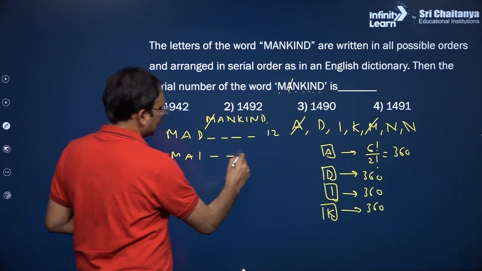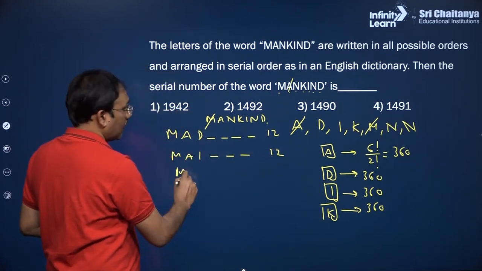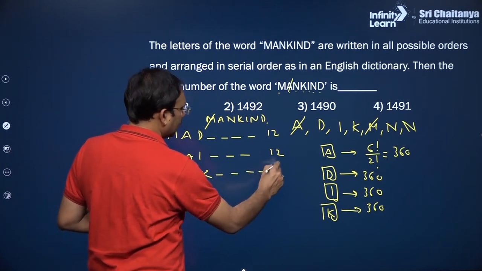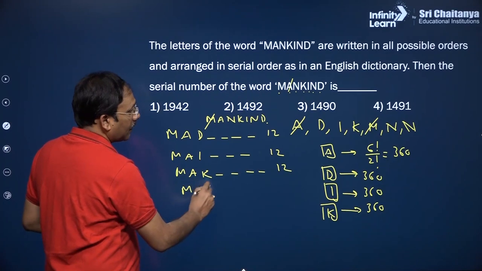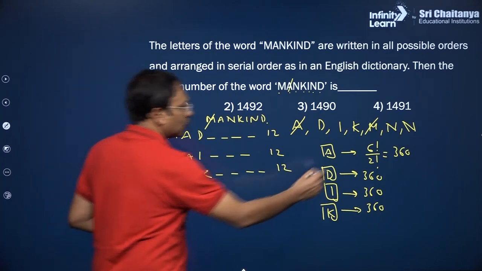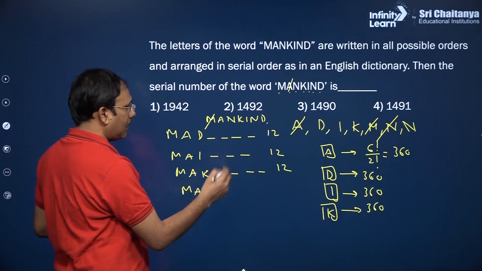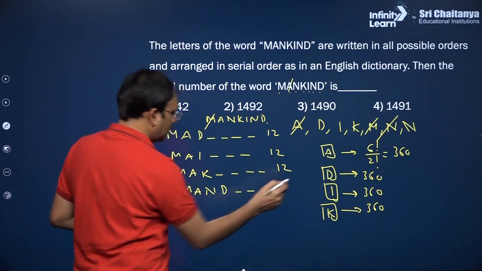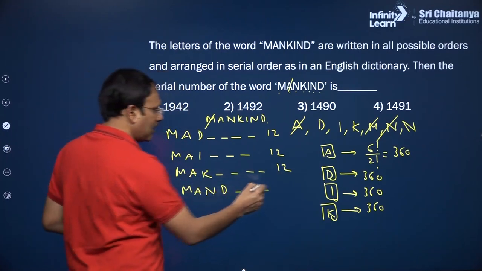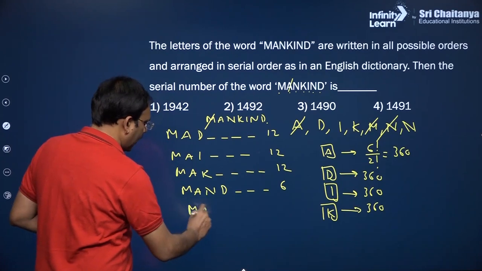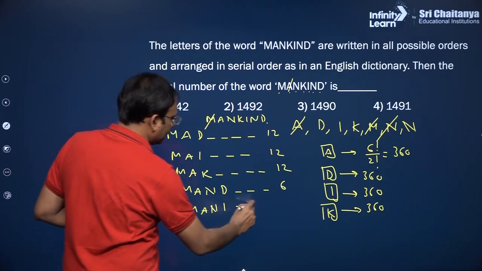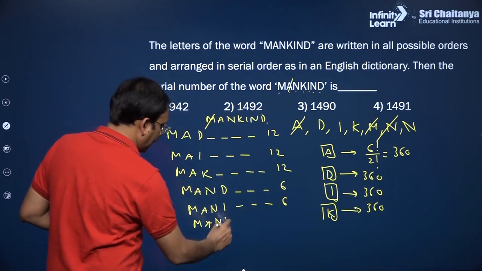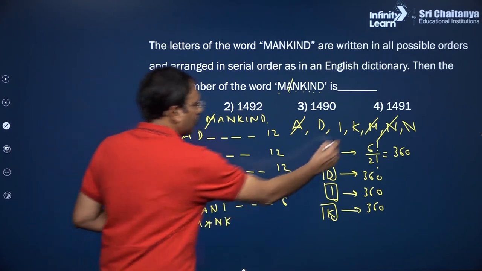Then MAI, same logic, 12. MAK. So you will get same 12. MAN, I want. So cancel it. MAND. I don't want this. So 3 are left, where 3 are different letters. 3 factorial, 6 you will get. MANI, you will get again 6. MANK, I want mankind, K I want, K.